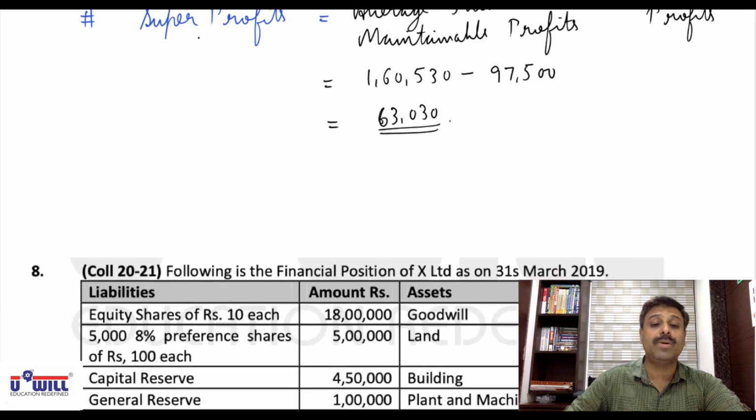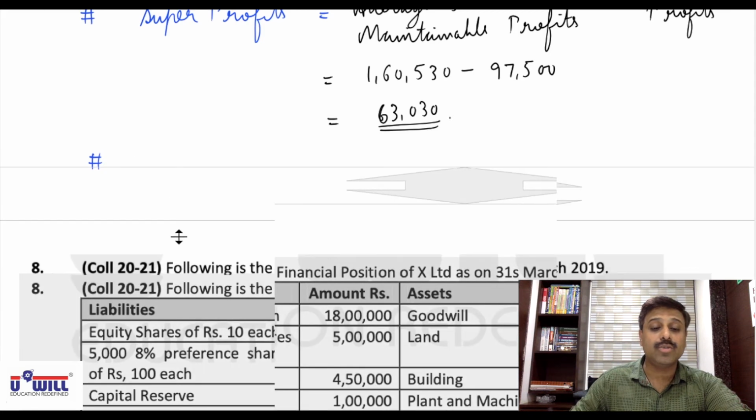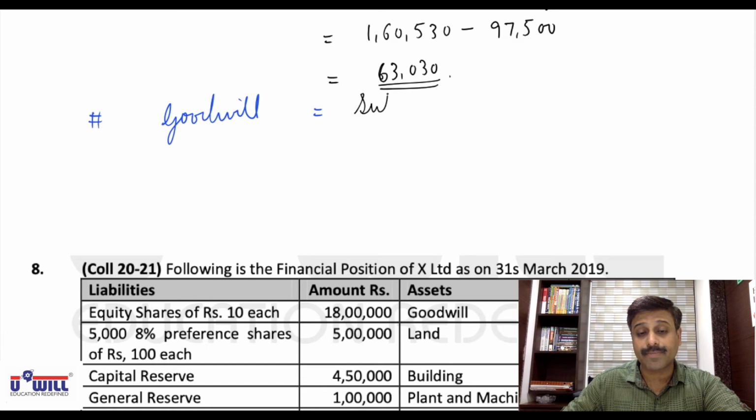These are super profits, and now we can find goodwill by super profits. So what will that goodwill be equal to? Goodwill is equal to super profits into number of years purchase. Okay, super profits into number of years purchase.